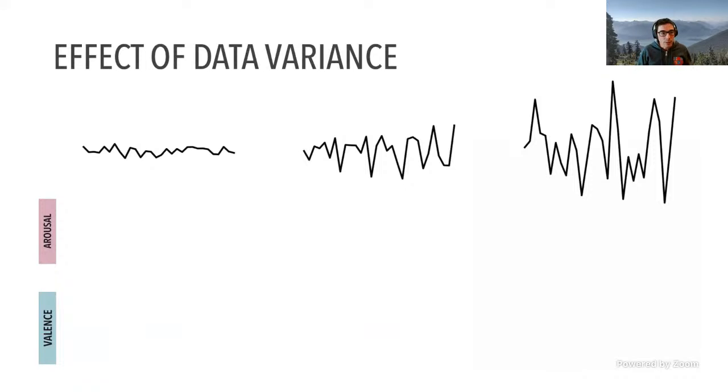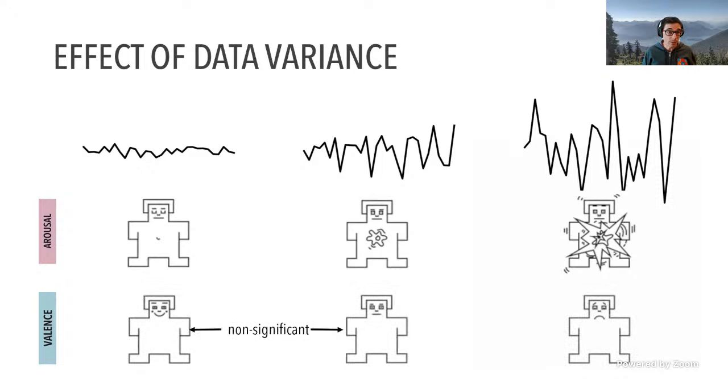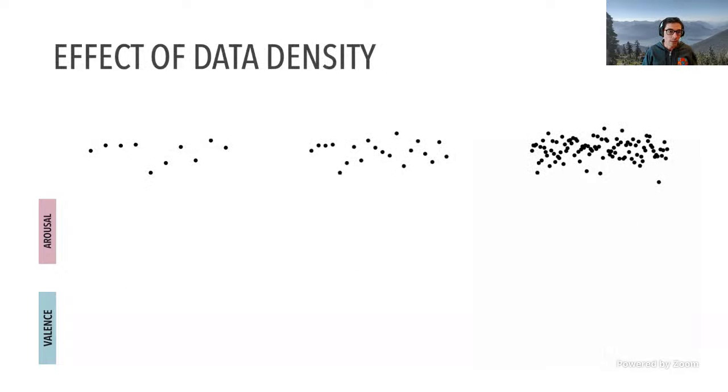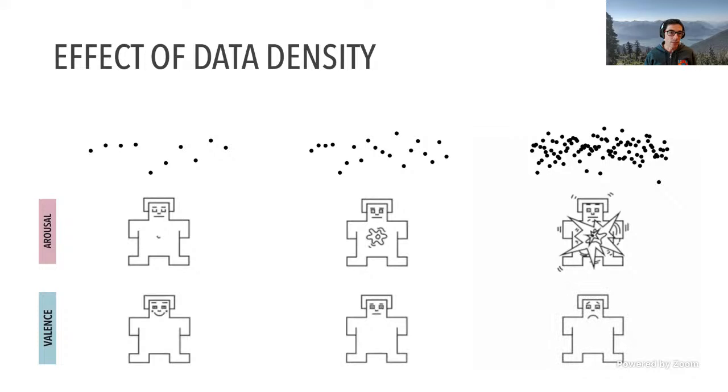In terms of data variance, we also found that as variance increases, arousal increases, and as variance increases, valence decreases. This could be due to the fact that higher variance is associated with uncertainty, which has been found in the past to induce anxiety. And results are similar for data density. As density increases, arousal increases, and as density increases, valence decreases in scatter plots and in line charts.